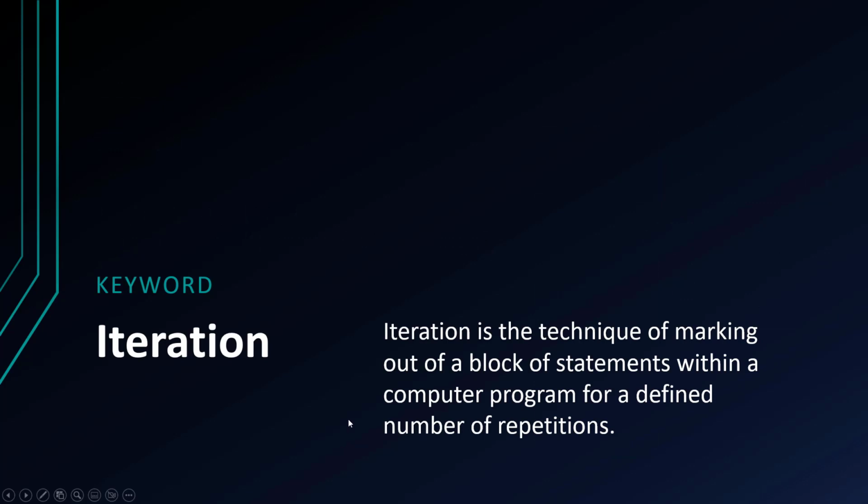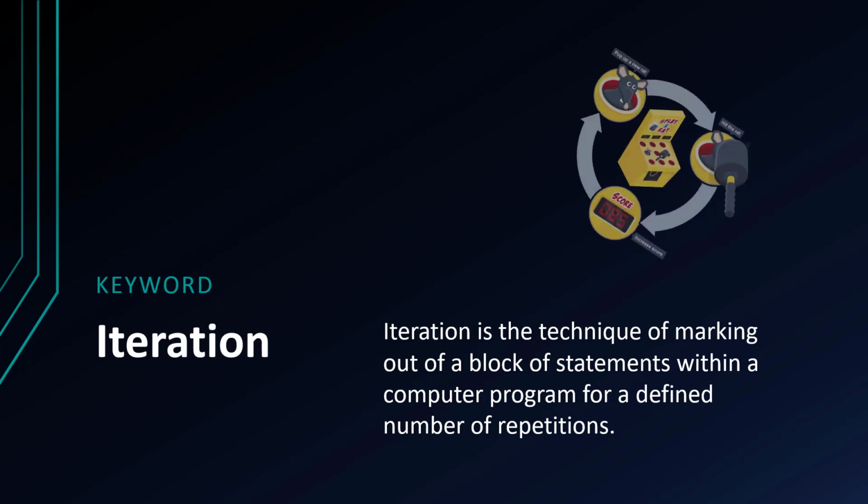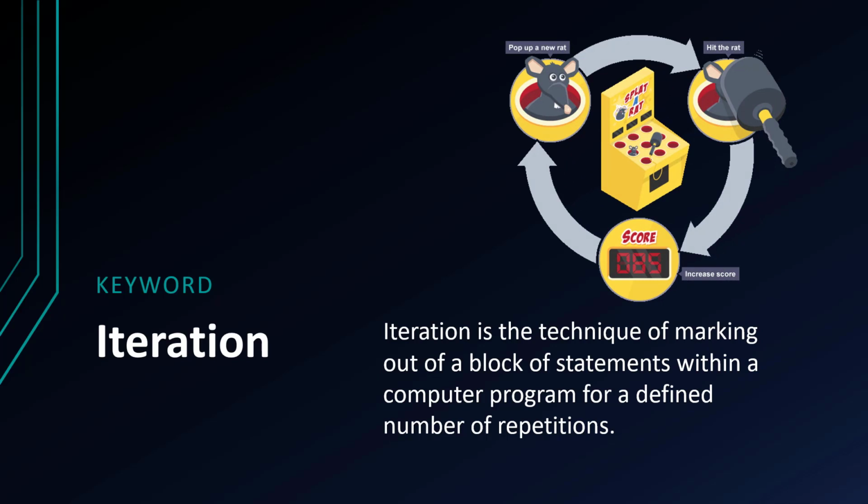We're getting to the end here. Keyword: iteration. Iteration is the technique of marking out a block of statements within a program for a defined number of repetitions. So in our example of that loop, each time we went through that loop, it was one iteration.